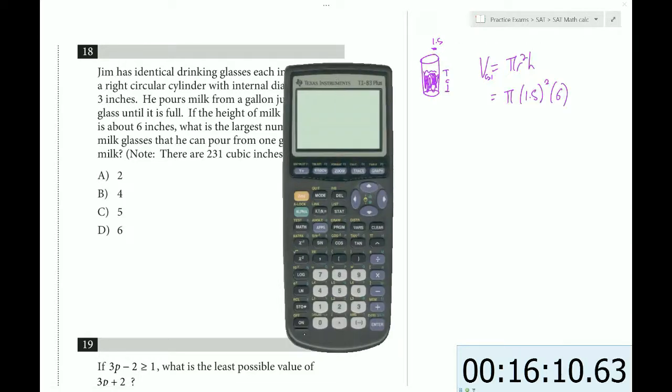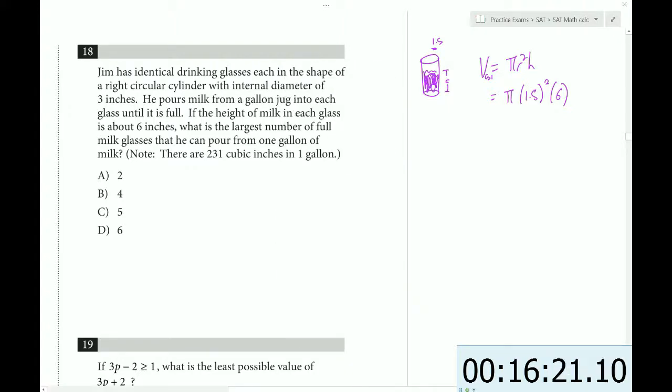So if we calculate that, let's see what we get. Pi times 1.5 squared times 6. So that gives 42.4. Okay, that's how much volume is taken up by the milk in one of the glasses. What is the largest number of glasses he could pour from 1 gallon of milk?